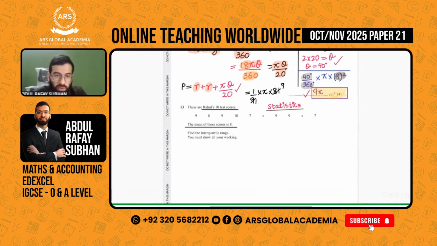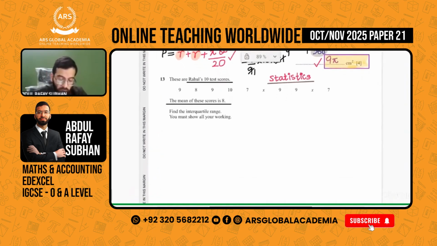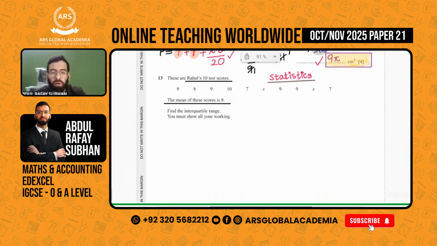The mean of these scores is 8. And we have to get the interquartile range. And some of the numbers are missing as well, like this number x. So as always, you go step by step.